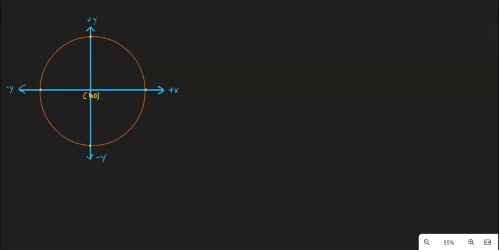In this video, I'll show you an easy way to plot sine, cosine, and tangent curves on a Cartesian coordinate system across the 4 quadrants.